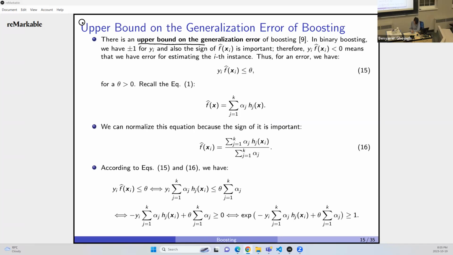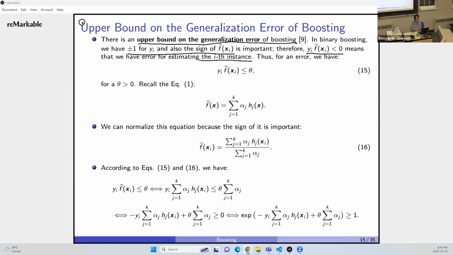There is an upper bound on the generalization error of boosting. In binary boosting, we have +1 and -1 for labels and also for the predictions, right? So y_i f hat, consider maybe f hat might be floats, and then we threshold it. Doesn't matter. The sign is important. Therefore, y_i f hat of x_i is less than 0 means that if this happens, we have error for estimating the ith instance. Let's see why. If y_i and f hat x_i have different signs, what does it mean? It's misclassification, right? If they have different signs, their multiplication becomes negative. So when y_i f hat of x_i is less than 0, it's bad. It's misclassification. Agreed?